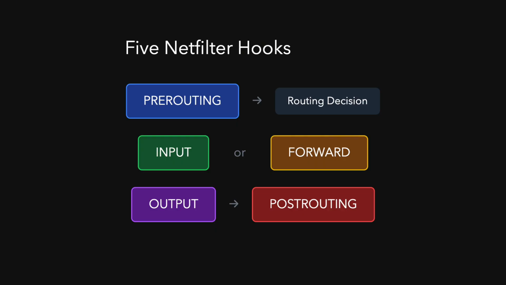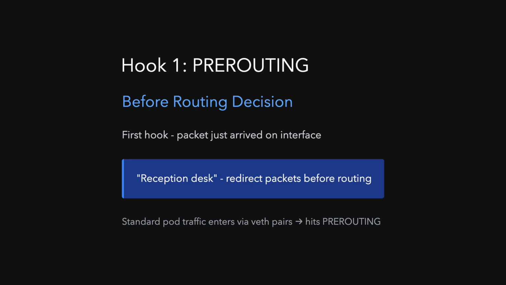The netfilter framework defines 5 hook points in the kernel's network stack. Think of these as inspection stations where the kernel says, before I continue processing this packet, let me check if anyone wants to examine or modify it. Pre-routing hook, the very first hook. The packet just arrived on the network interface, and the kernel hasn't made any routing decisions yet. This is where we intercept packets before deciding where they should go.